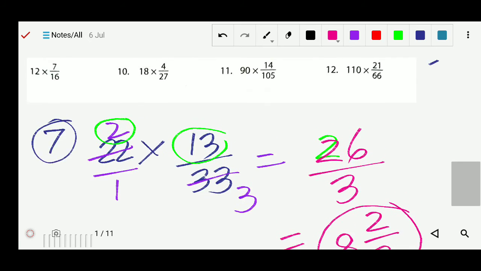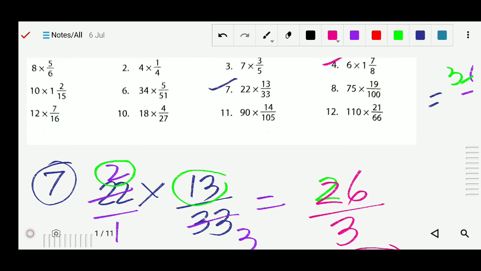Very easy. You only have to write the whole number as a fraction over 1 and solve the same way as we solved exercise 8f. Likewise, this exercise.